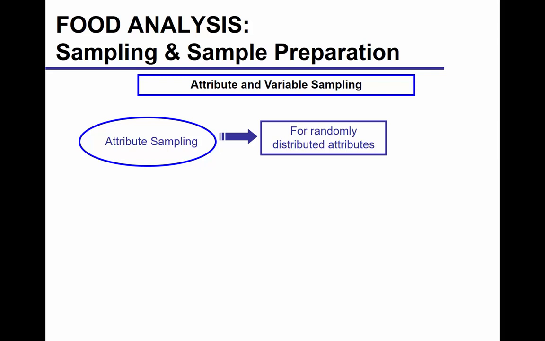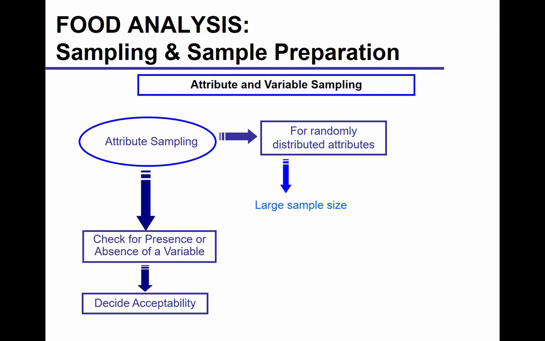Attribute sampling is for randomly distributed attributes. Let's say you have mold growth. The mold could be anywhere in the sample lot. You might generate mycotoxin and the mycotoxin might not migrate uniformly in your sample. So this is attribute sampling. We're looking at a very particular attribute that is not uniformly distributed in your sample. When we have this, we are like fishing for a needle in a haystack. You need to pull a lot of different samples in order, if it's there, to find it.